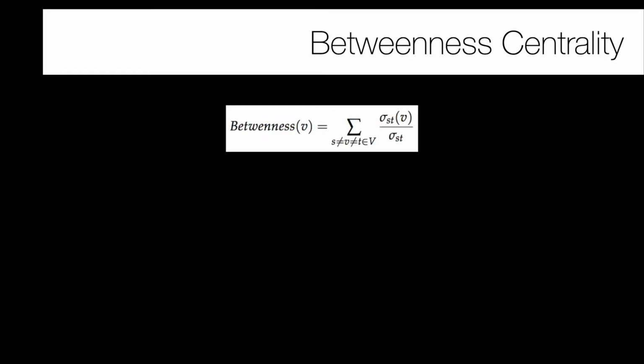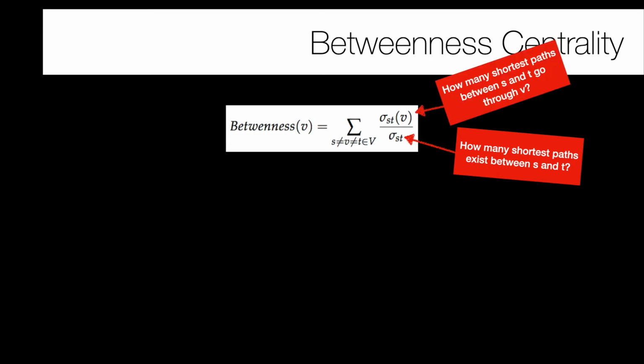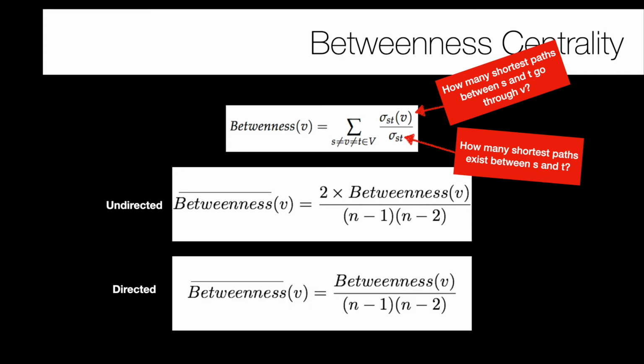We define this by looking at how many shortest paths exist between S and T. We compare this to how many of the shortest paths that exist between these two nodes must go through our particular target node V. For undirected graphs, we have a particular structure that we have to deal with where the direction doesn't matter, and we have to balance that in comparison to directed graphs.